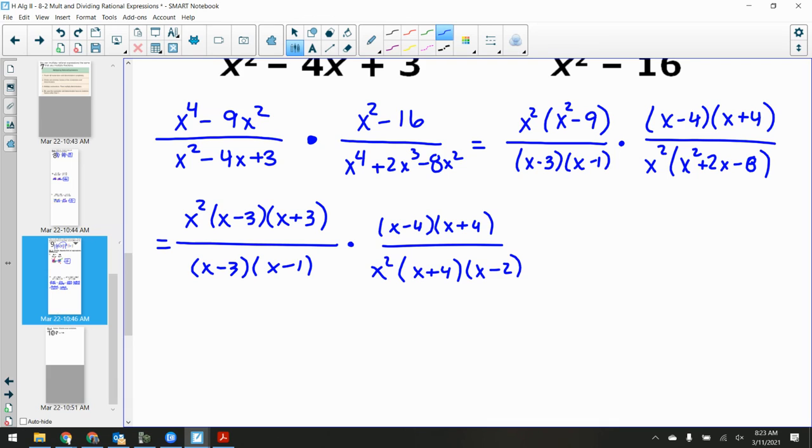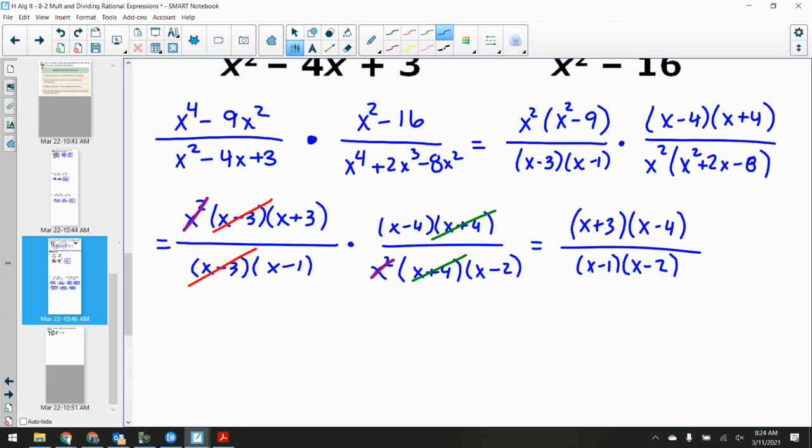So let's cancel. The x minus 3's cancel. The x plus 4's cancel. Oops, I first said x minus 4, but that's a plus. The x squareds will cancel, leaving us with an x plus 3, x minus 4, all over an x minus 1, x minus 2. See, here's where I'm saying you don't have to multiply it out. I'm okay if you leave it in its factored form as the final answer.